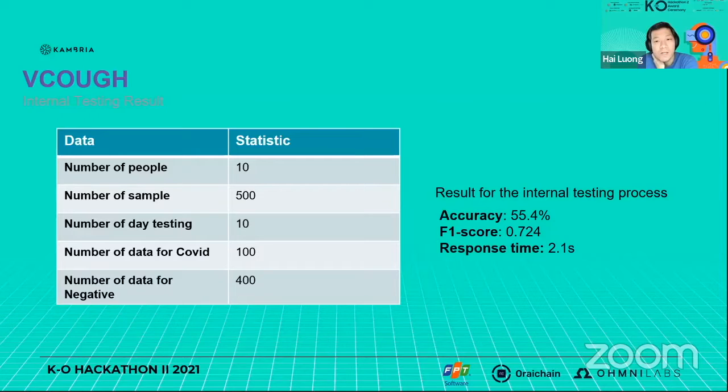So the feature of the application is that it can detect if the user is positive or negative for COVID-19 through the cough, right? Yes. Is there any other feature? Yes, we also generate the result into a QR code. It's like the test kit in normal life.